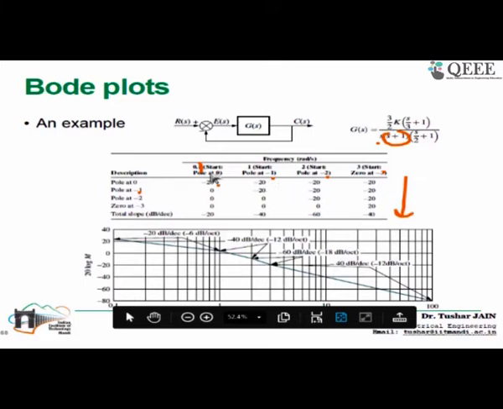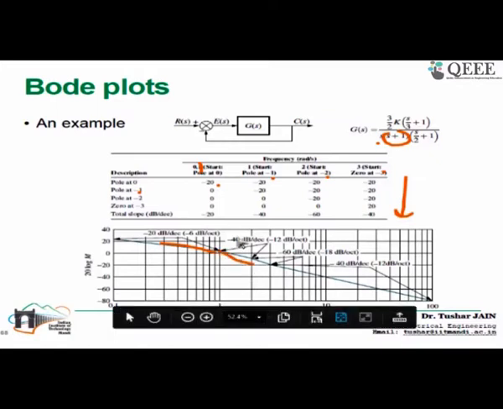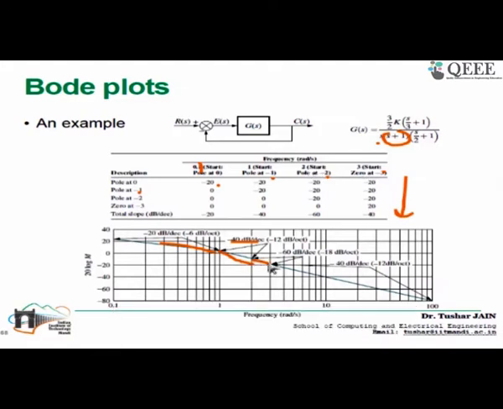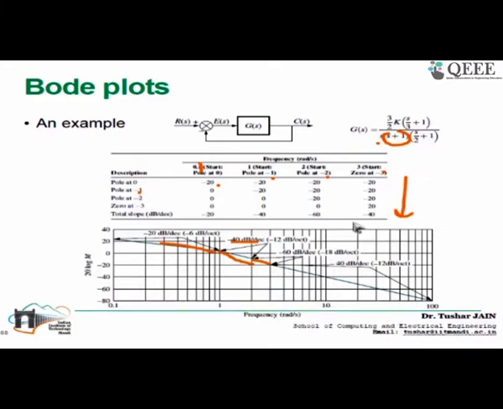So let's see, the poles start at 0.1 up to 1. I have a slope of -20. Starting from 1 to 2, I have -40 dB. From 2 to 3, I have -60, and from 3 until omega is a greater value, I have a contribution of -40 slope.